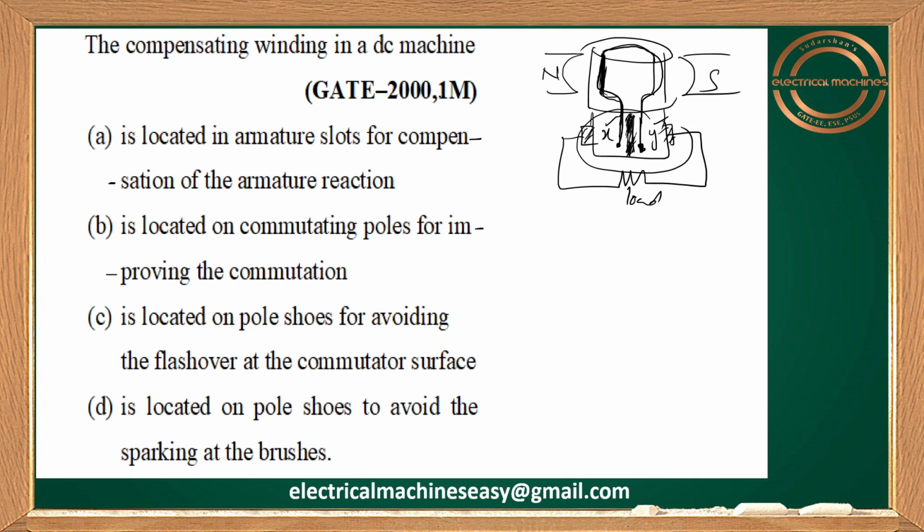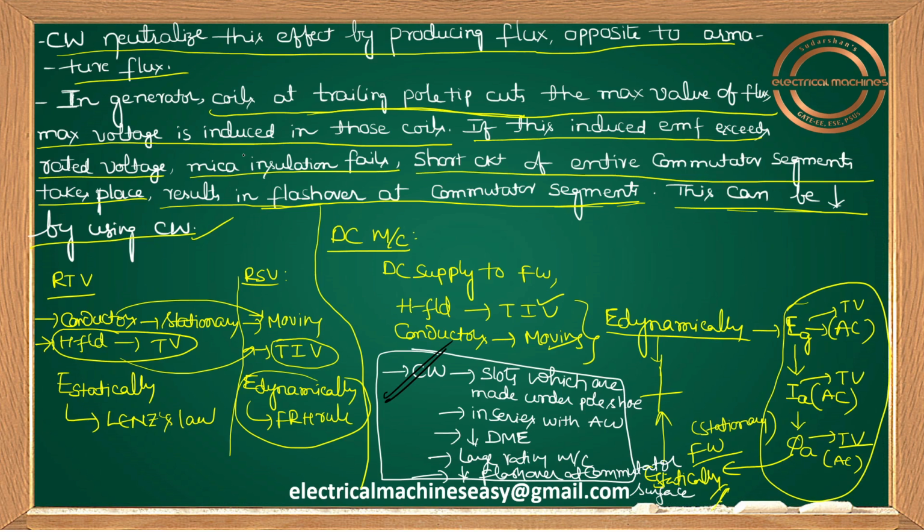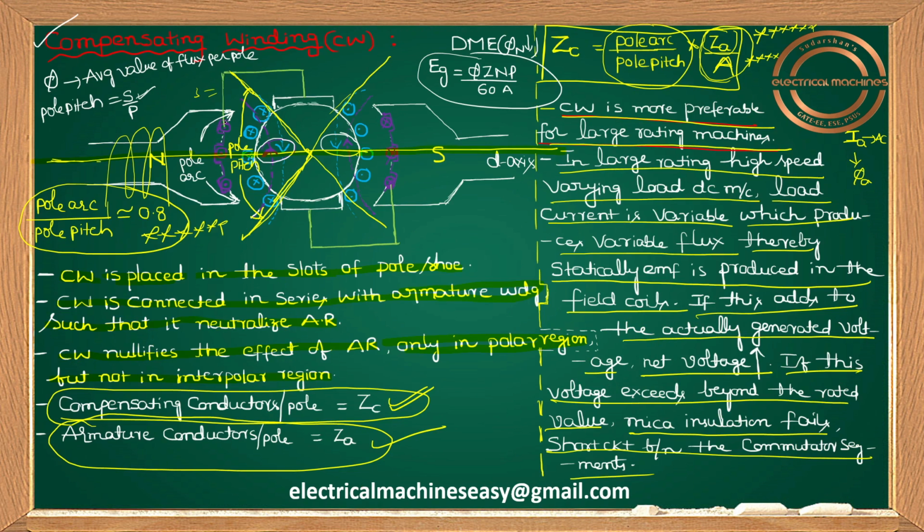This is one more question asked in GATE 2000 for 1 mark. So please try to answer this question. The compensating winding in a DC machine is located where? Tell me where you are placing the compensating winding. Do you think I'm placing the compensating winding in the armature slots? No. See, here the compensating winding is placed in the slots which are made under the pole shoe of your main pole, not in the armature slots. Is it okay for you?